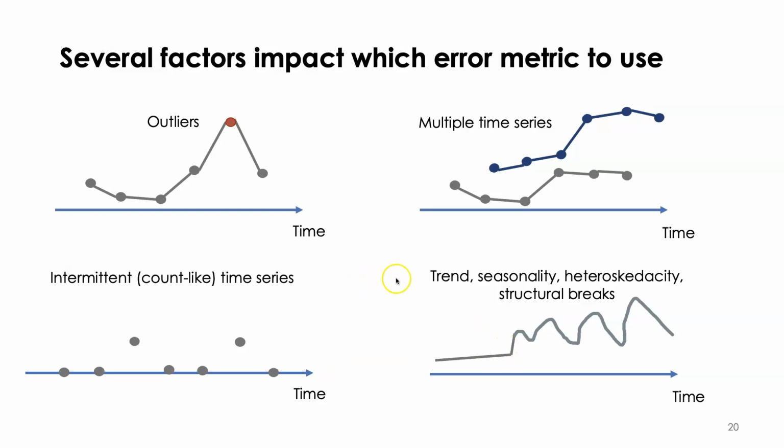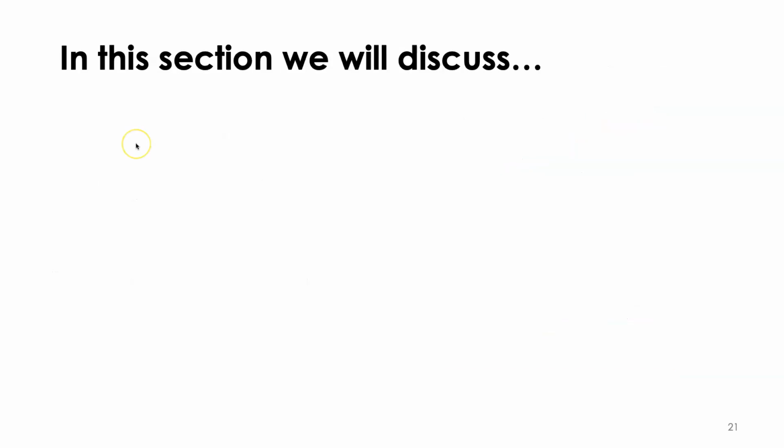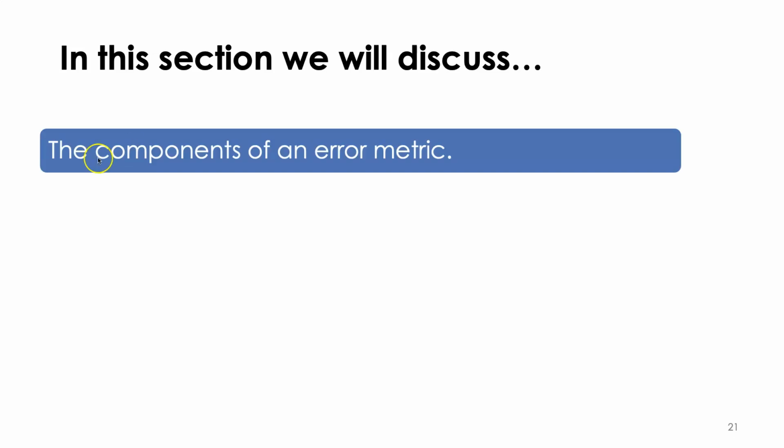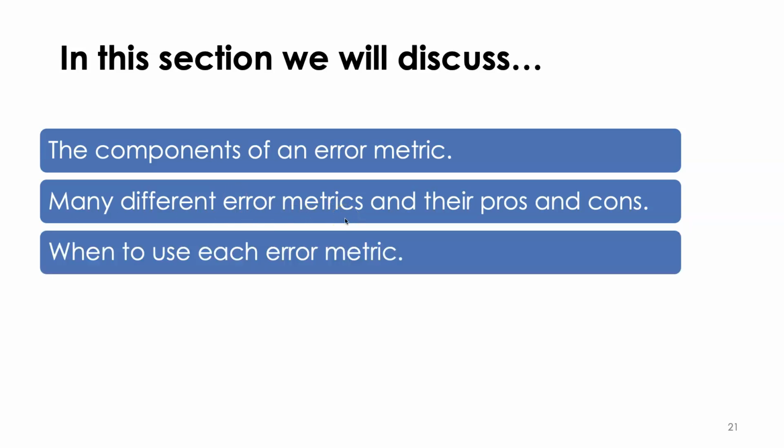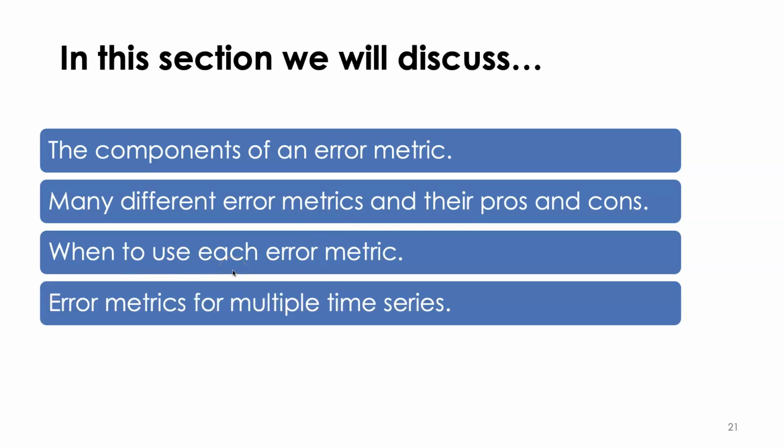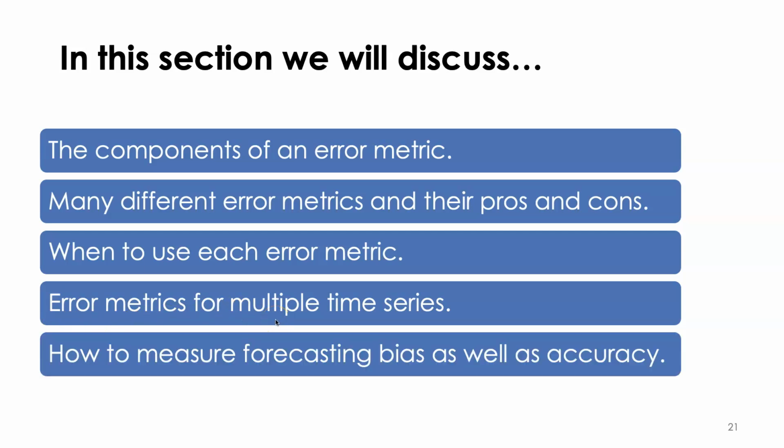And so depending on the properties of our time series, we will find that different error metrics will be beneficial. So in this section we will discuss what are the components of an error metric. We will discuss many different error metrics and their pros and cons. We will discuss when to use each error metric. We will show what error metrics exist for multiple time series. And in addition to measuring our forecasting accuracy, we will show how to measure our forecasting bias as well.